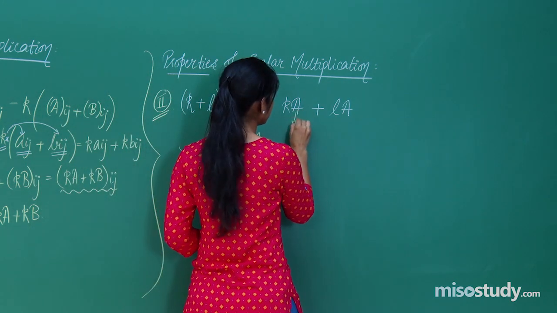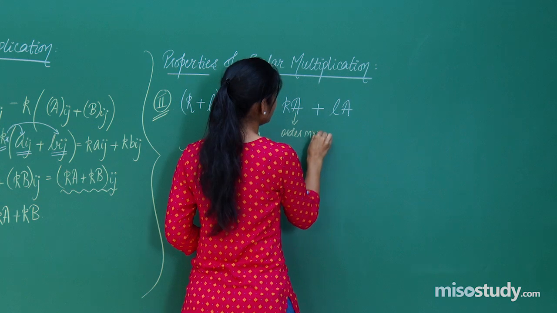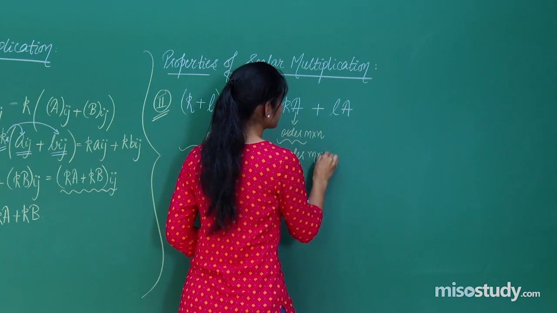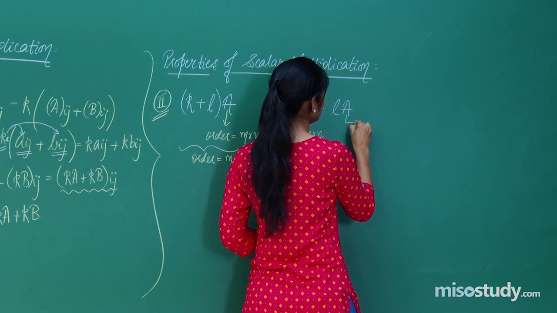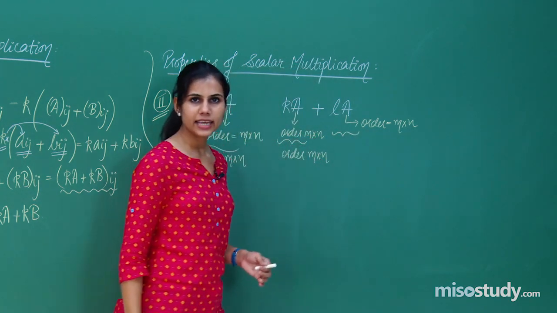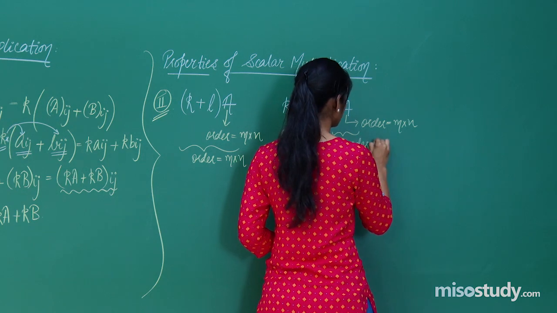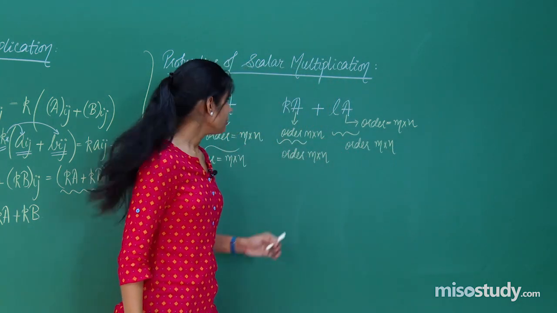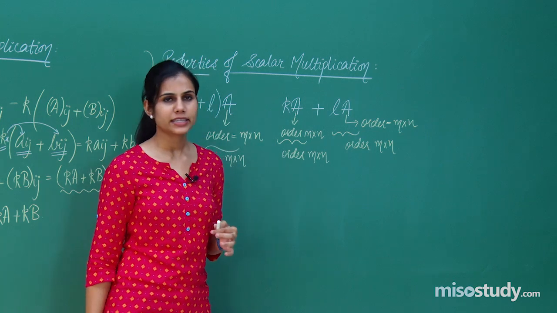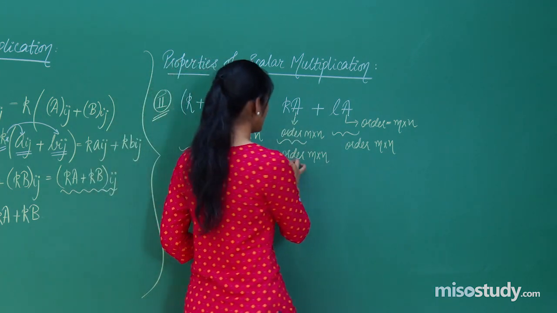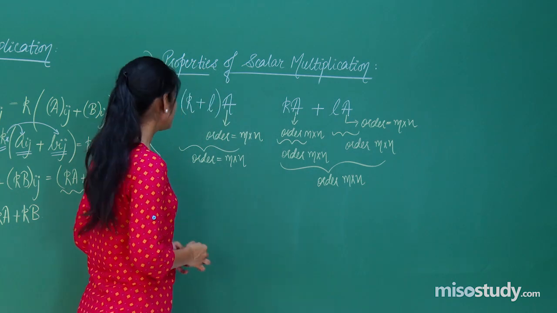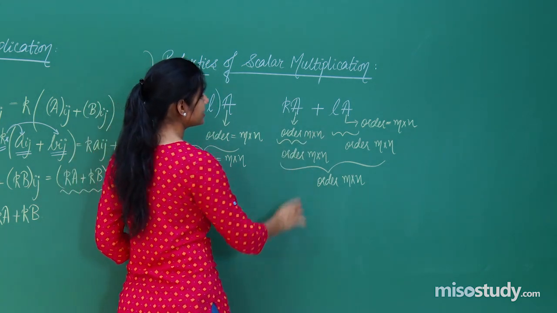Now over here, as I said, A is a matrix of order M cross N. K times A is again a matrix of order M cross N. Exactly in a similar fashion, A is a matrix of order M cross N, then L times A, L being a scalar, is also a matrix of order M cross N. Now if Ka is a matrix of order M cross N, and La is a matrix of order M cross N, their addition is well defined, and the new matrix created, which is Ka plus La, is again a matrix of order M cross N. So you are seeing that the matrix on the left hand side is of order M cross N, and the matrix on the right hand side is of order M cross N.